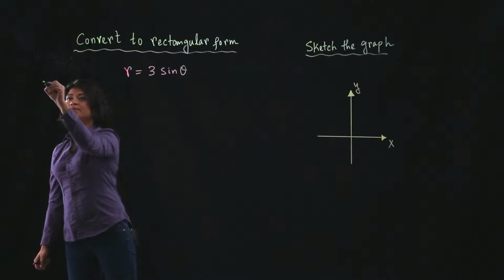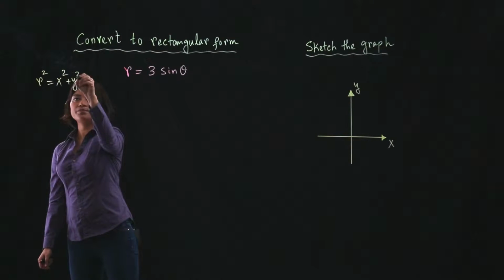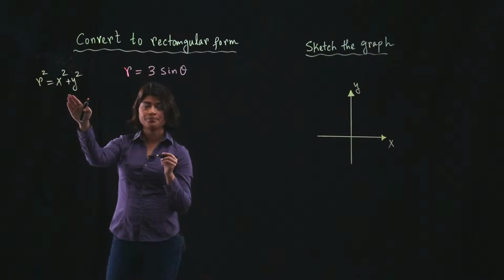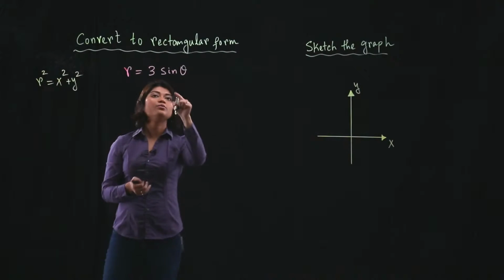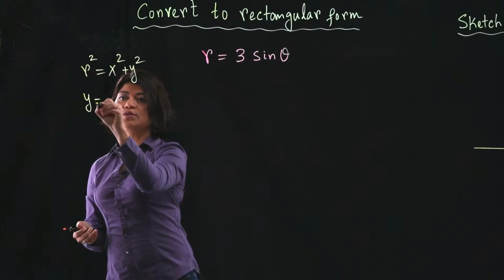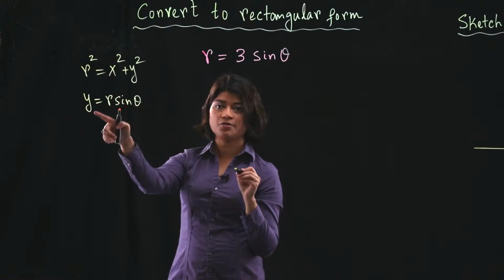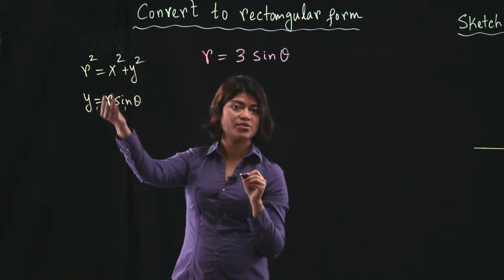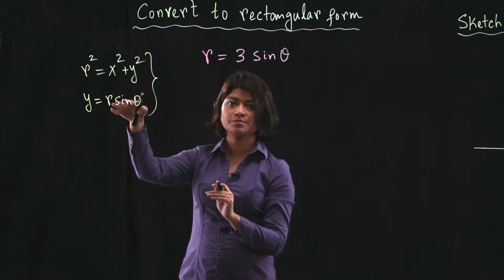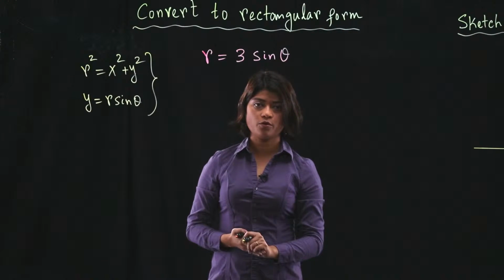So note that r squared is x squared plus y squared. So using that, we can replace r with x and y. Now what about theta? Well, we have sine theta given to us. So remember that y is equal to r times sine theta. So we can get sine theta from here, and then we have to rewrite r as well. So let's see if we can use these two relationships in this equation to find the rectangular form.